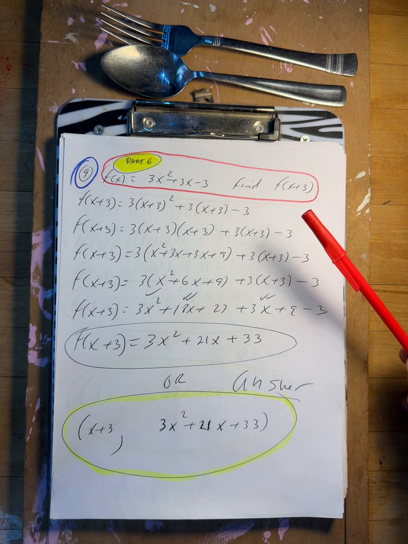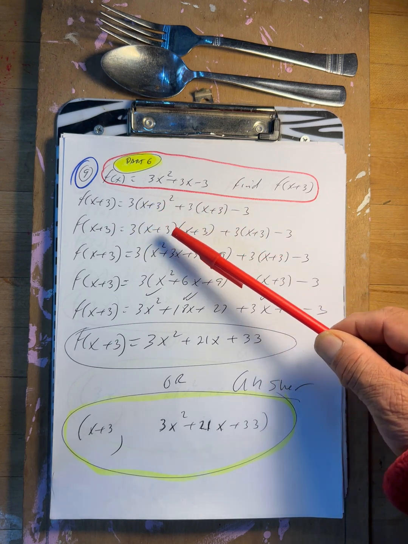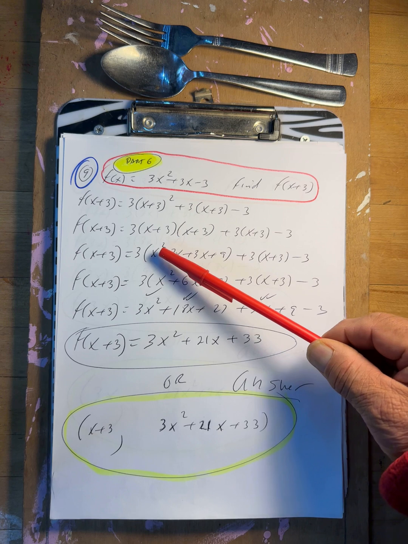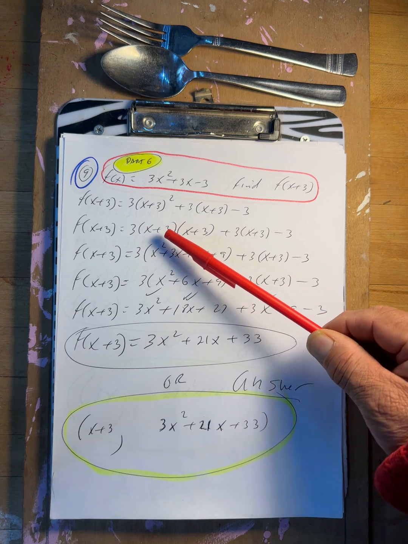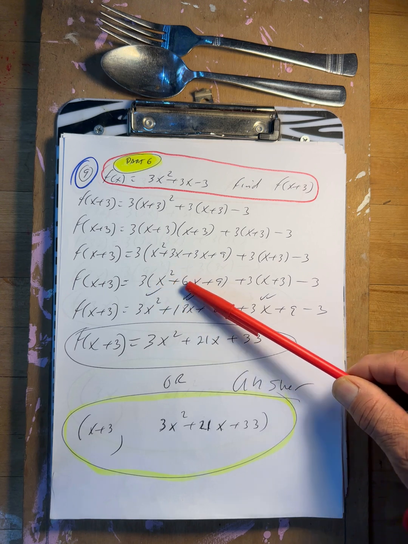F of x plus 3. Put an x plus 3 in there for the x's. X plus 3 means x plus 3 times x plus 3. X times x is x squared. X times 3 is 3x. 3 times that is 3x. 3 times 3 is 9. X squared plus 6x plus 9.